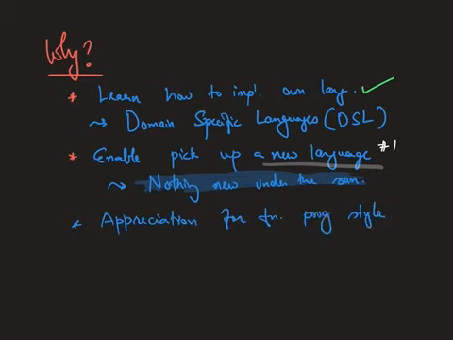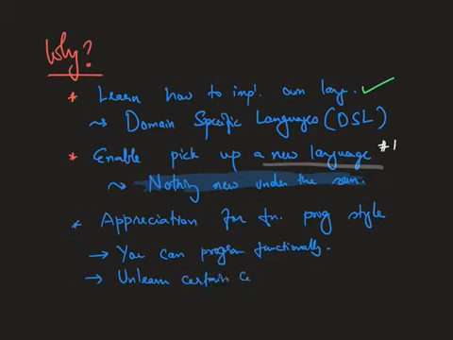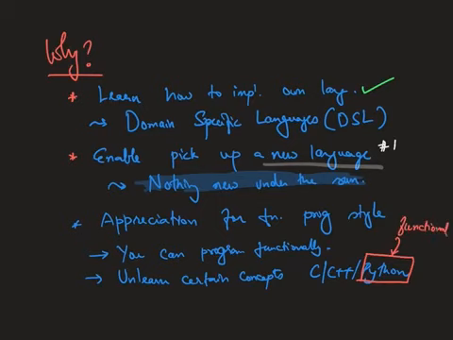And this appreciation that you can program functionally, and there are lots of advantages to it, and some of it would be to unlearn certain concepts that you take for granted when you are introduced to the C, C++, Python paradigm. By the way, Python is a language that has very good support for functional programming style, even though you don't think of it naturally as a functional programming language.